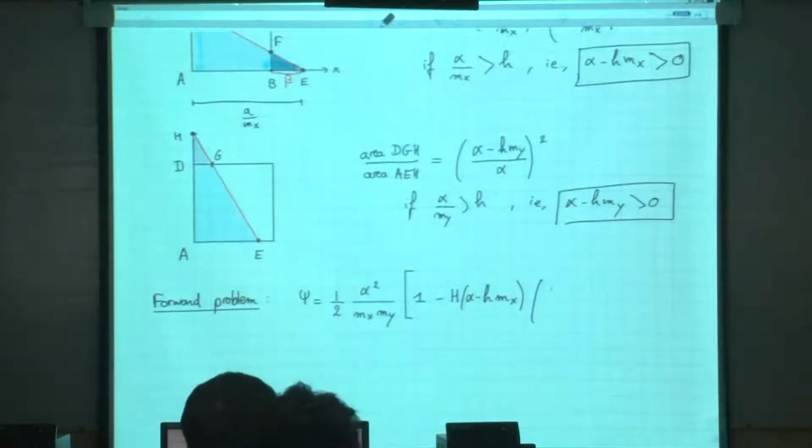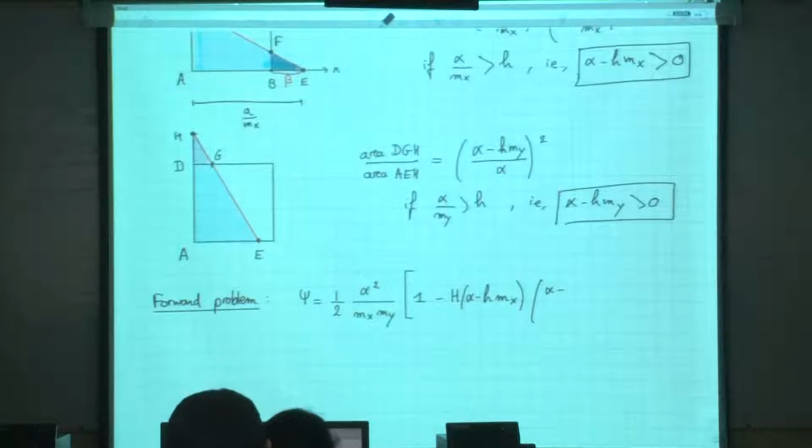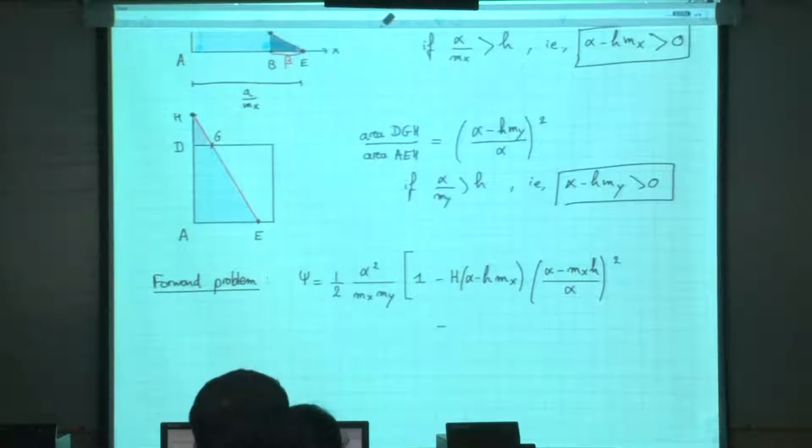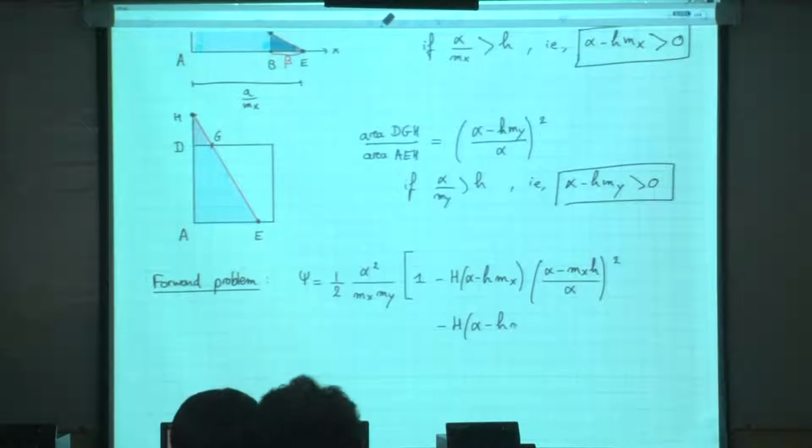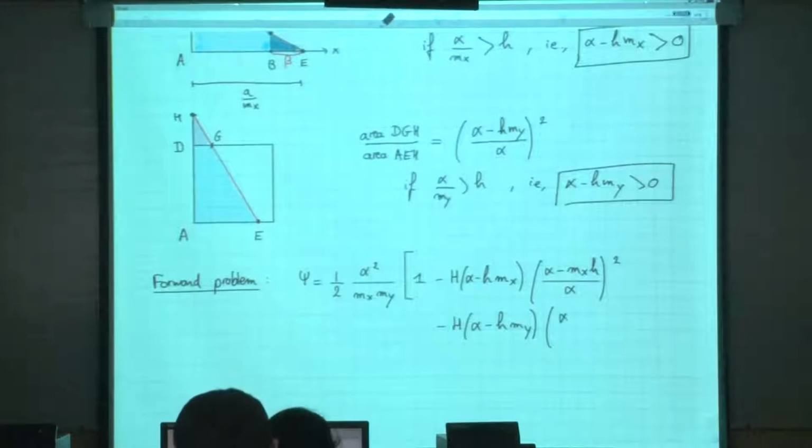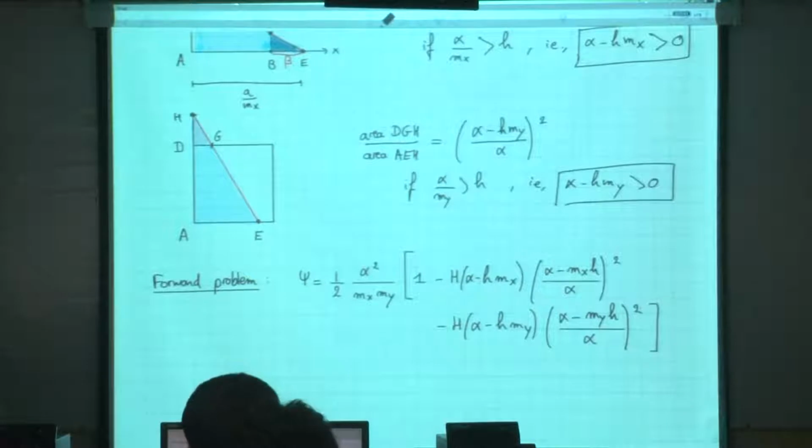in which case I need to subtract (alpha minus m_x h) over alpha, the entire thing squared. And then I have another correction, which is if the upper triangle exists, this is a Heaviside of alpha minus h times m sub y. I need to subtract the area of my tiny top triangle. Again, those are potentially additive corrections. Both triangles can exist simultaneously.